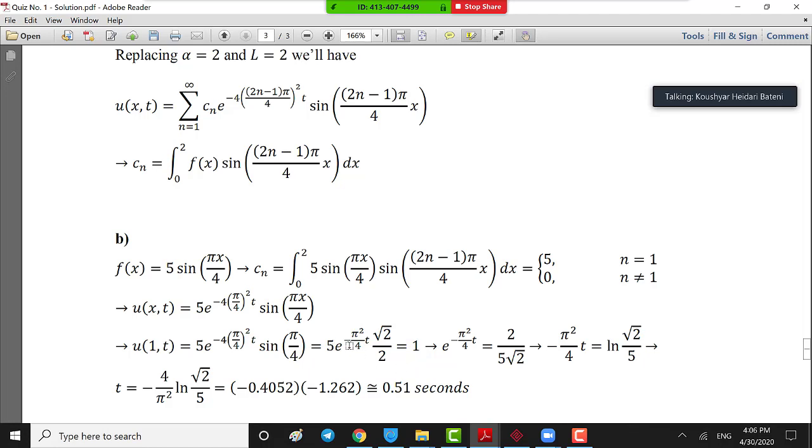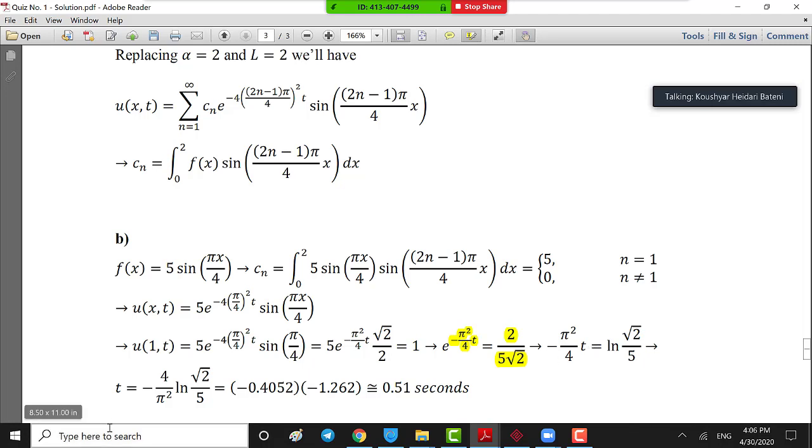We strip this exponential term and move everything else to the other side. We're going to get e to the minus pi squared over 4 times t equal to 2 times 2 over 5 times a square root of 2. So, using our basic mathematical knowledge, we can say that this exponent, minus pi squared over 4t, has to be equal to ln of 2 over 5 times the square root of 2, right?